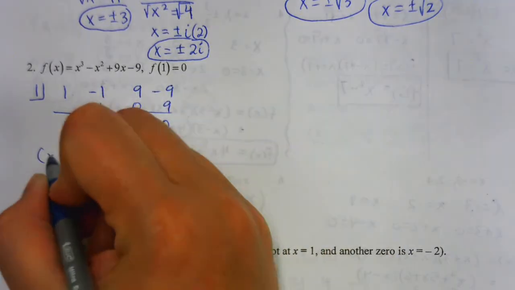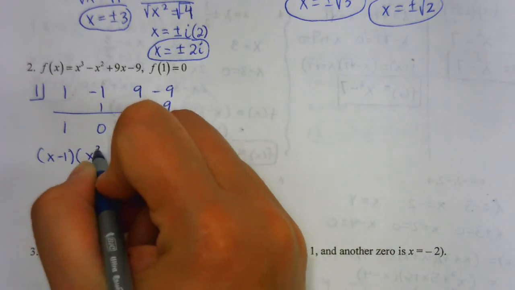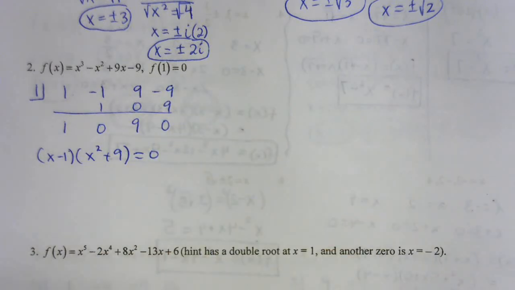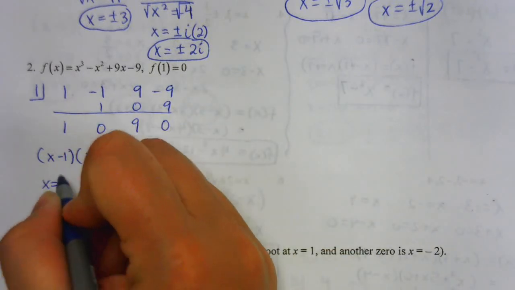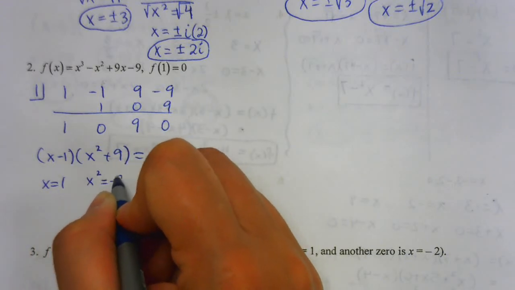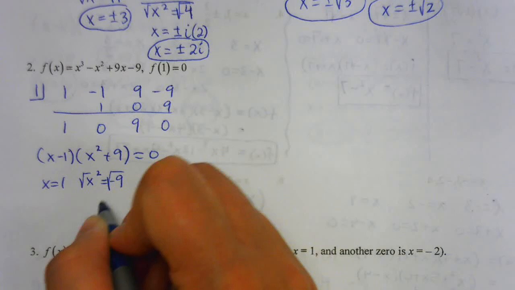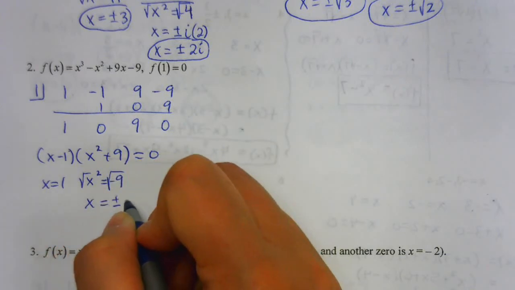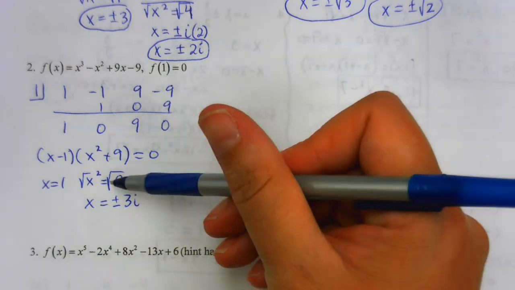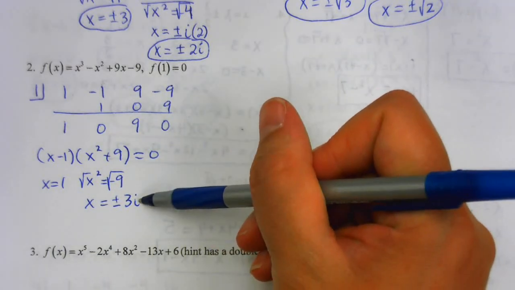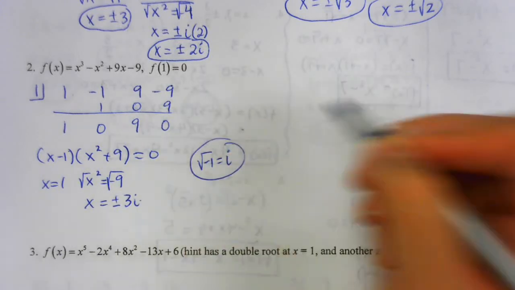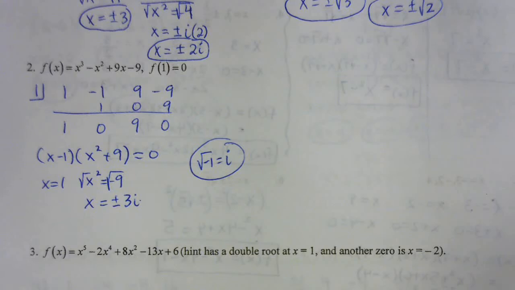So I have a factor of x minus 1, and then we have x squared plus 9 equals 0, because again I'm looking for the zeros. So we already know that we have a positive 1 there. Here, when I solve this, I have x squared equals negative 9. Square root of both sides, I get x is equal to plus or minus 3i. The 3 comes from the square root of 9. Square root of negative 1 is i. Something to keep in the back of your mind. The square root of negative 1 is i.